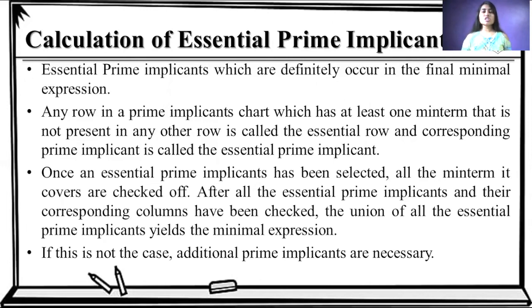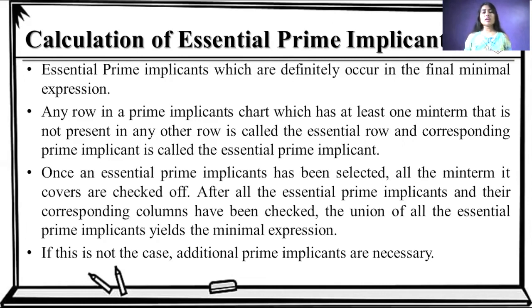These essential prime implicants are terms which are definitely in the final minimal solution. And how can we calculate these essential prime implicants? By making a prime implicant chart, we have to identify a column which is used only one time.